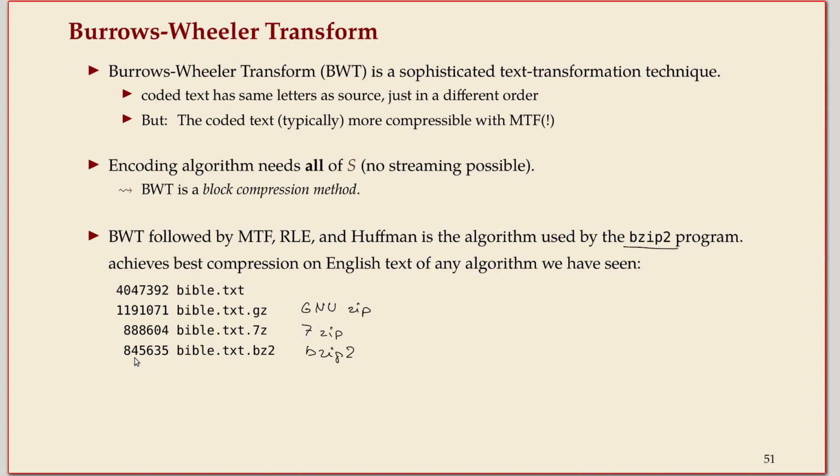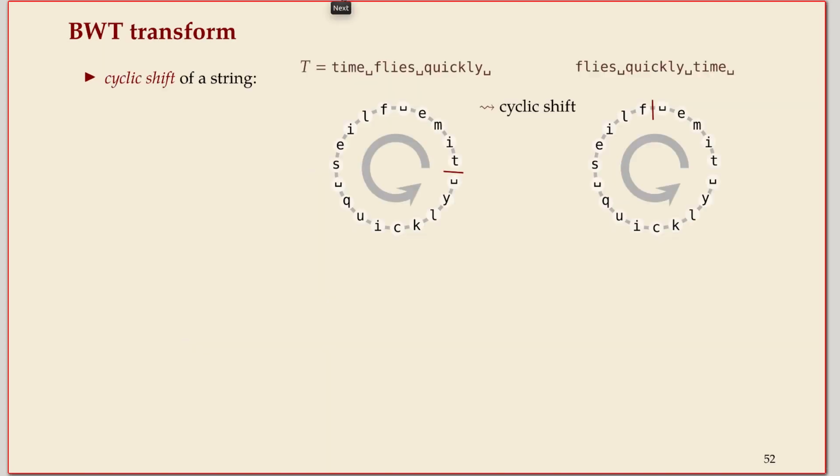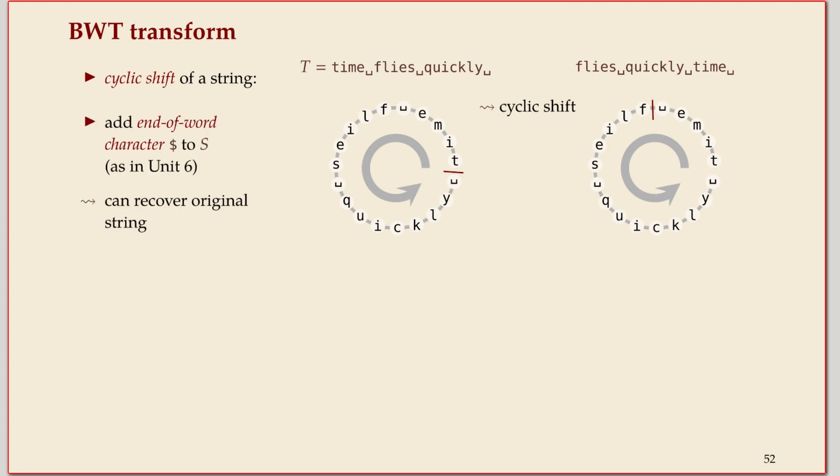All right, so I guess now you're fairly curious what this BWT is and how it works. The Burrows-Wheeler-Transform talks about cyclic shifts of a string. So to explain what that is, imagine you have a certain text, and now you write this on a circle. Time flies quickly, just written around the circle. A cyclic shift is keep this cyclic string as it is, but instead of starting here and ending there, you just shift this cut point and you start here and end there, and that gives you flies quickly time, which is a valid English sentence, interestingly enough. Okay, but that's not the point.